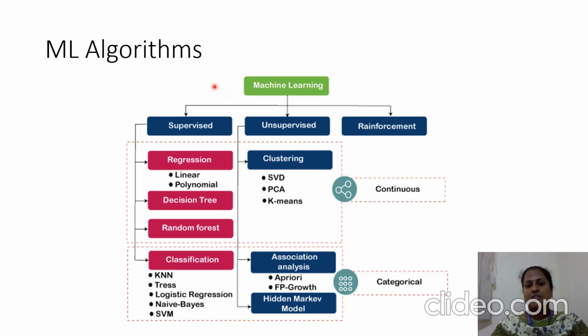We can classify machine learning algorithms into three types: supervised, unsupervised, and reinforcement learning. Supervised learning algorithms include regression analysis, decision tree, random forest, and classification. In supervised learning algorithms, we use a data set, so the model is built using the existing data set, and each data item is labeled with the corresponding output.